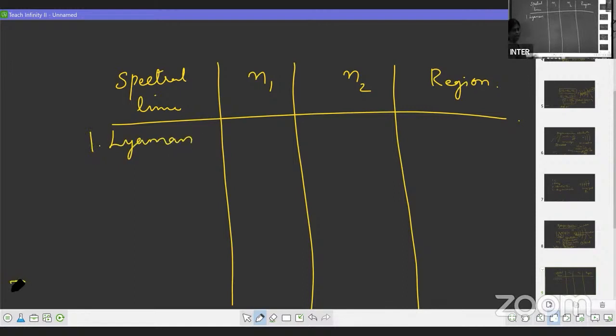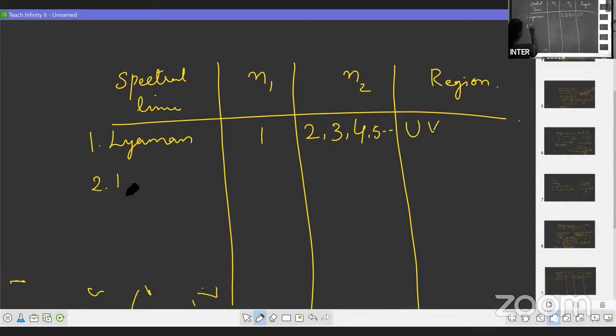First is the Lyman series. Now, here in Lyman series, the electron comes to first orbit. But where is it coming from? It can come from the second orbit, third orbit, fourth, fifth, and so on. Where do you come across this? In the UV region, ultraviolet region, we can see these spectral lines.